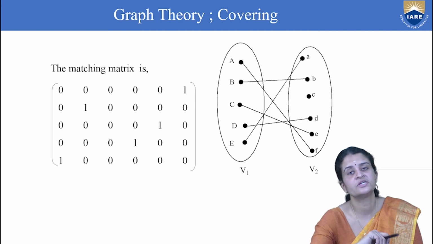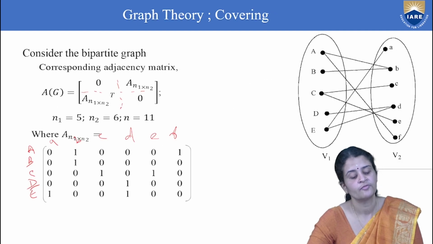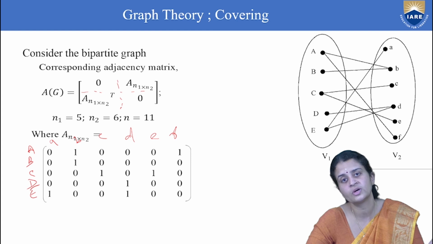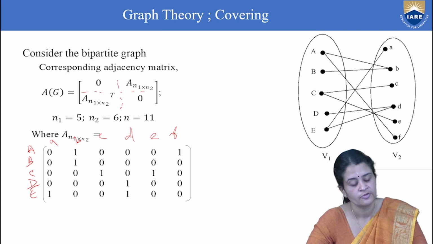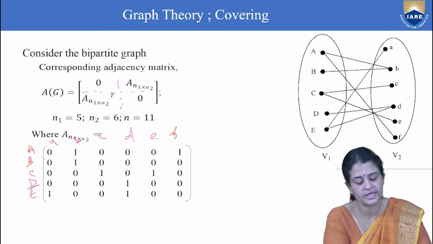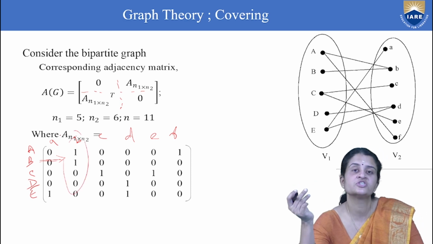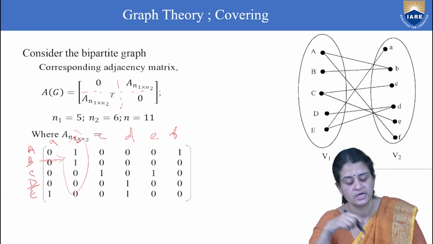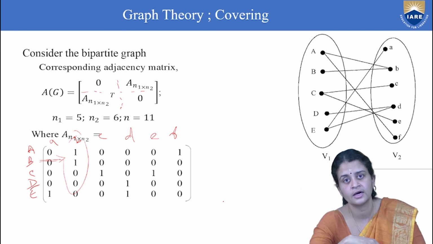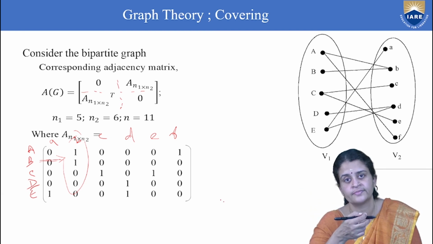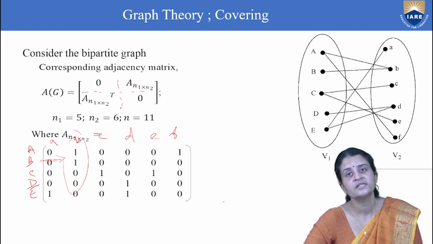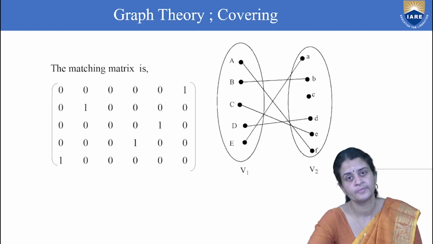Now the matching matrix is like this. We have already seen the procedure for how to find the matching matrix. We take the first row containing only one entry, then delete that row and then delete that column. In my previous session on matching, I discussed in detail how to find the matching matrix. On finding this matching matrix, it is like that.